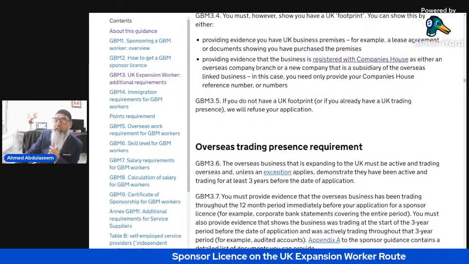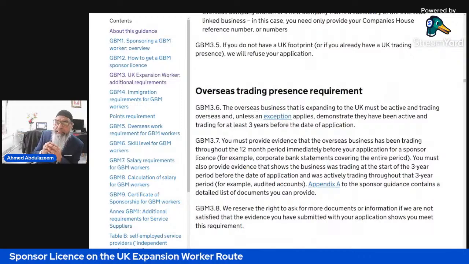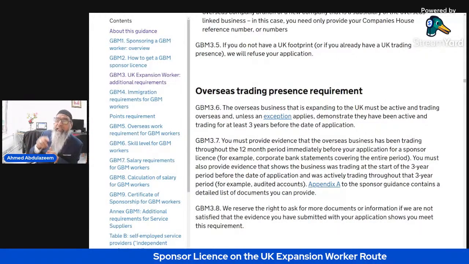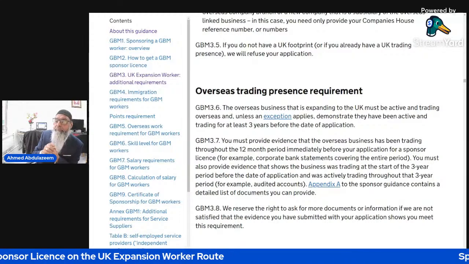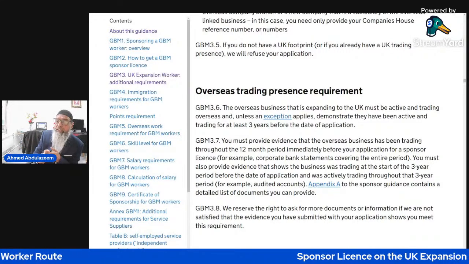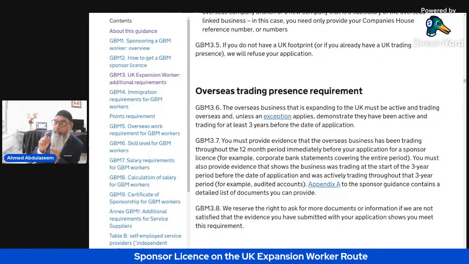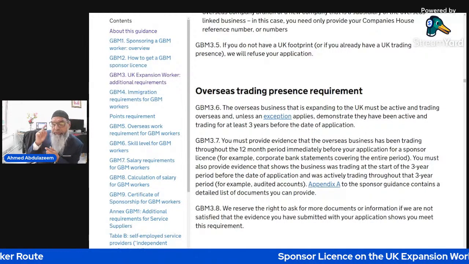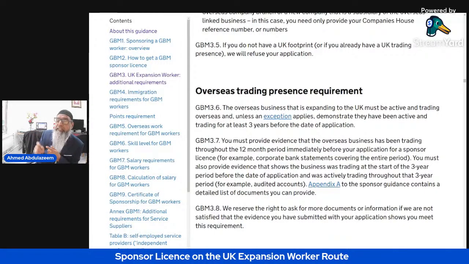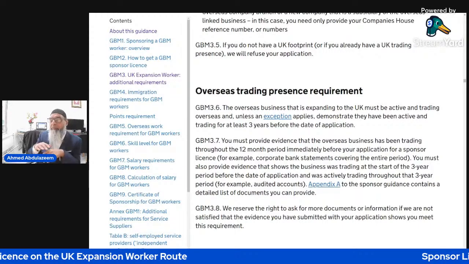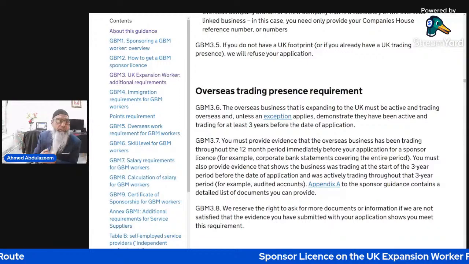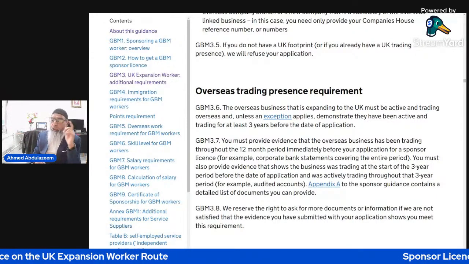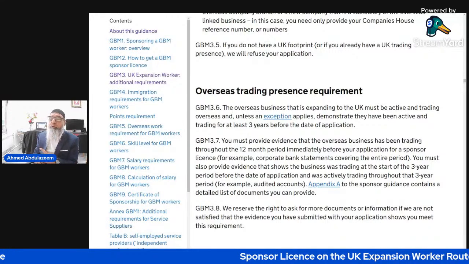Number two, we need to prove that an overseas trading presence exists. And how to prove it? This is the legal and official requirement. I read through this: the overseas business that is expanding to the UK must be active and trading overseas, unless an exception applies. There are certain exceptions, and again I'm talking in general terms, so for details, this document has everything and can be referred to by our viewers later on. At this point I'm just covering it in general terms. The overseas business that is expanding to the UK must be active and trading overseas.